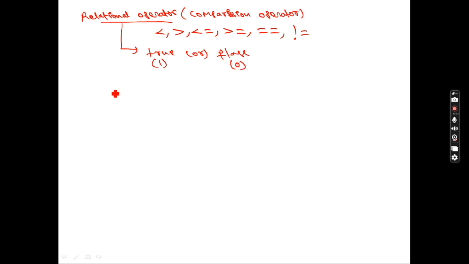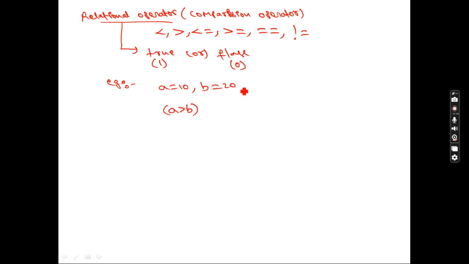Now my question is, I'll take one example to explain the concept. Suppose a equal to 10 and b equal to 20. If I write a greater than b, I'm comparing these two values, a and b. Is the condition true or false?